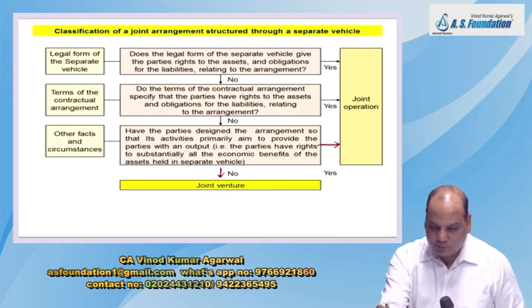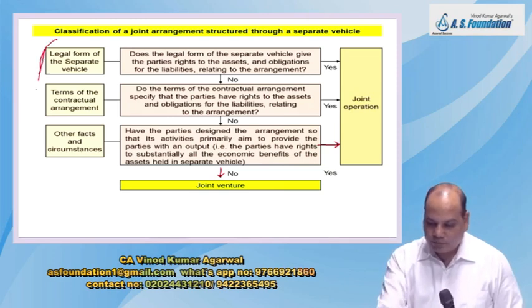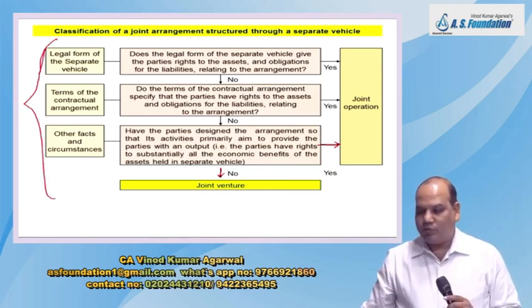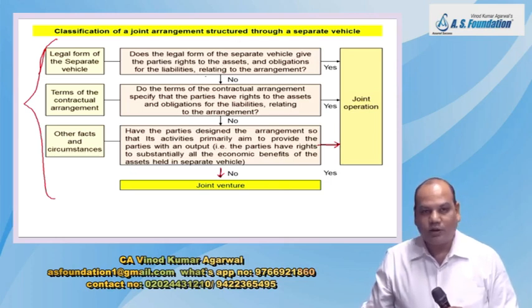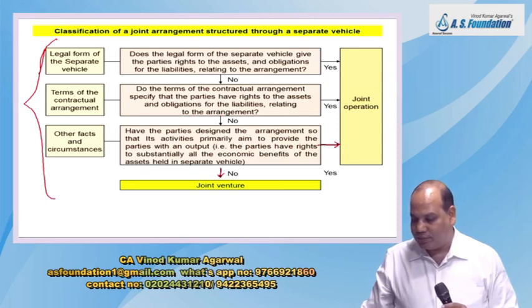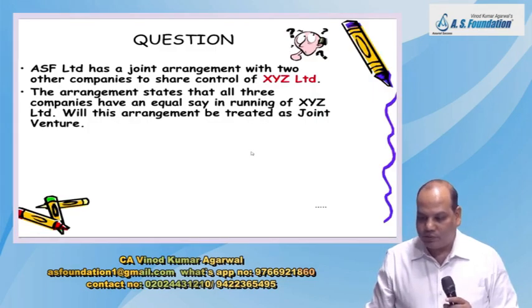So now this is a very clear flow chart. And if you have any doubt, you have to refer to this flow chart. This will tell you whether it is a joint operation or a joint venture. Either the nature of the legal entity gives you separate asset and liability, contractual terms give you separate asset and liability, or contractual terms allow the party to get the output directly, then it is a joint operation, otherwise joint venture.